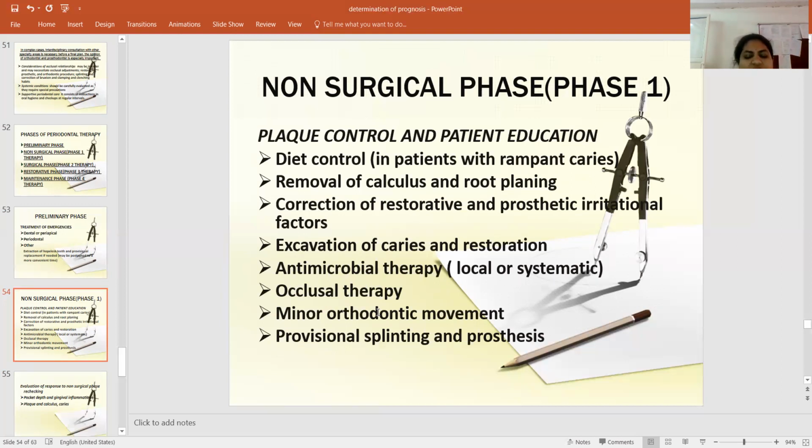First of all, the patient is assessed, and the patient is also motivated to perform oral hygiene instruction carefully. The correct brushing technique has to be taught in this phase. The patient has to quit habits, such as smoking. And the minor orthodontic movements, provisional splinting, antimicrobial therapy, all those things which motivate the patient to maintain proper oral hygiene come under the non-surgical phase.